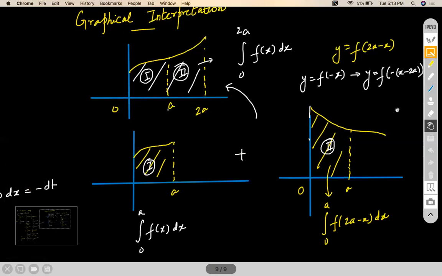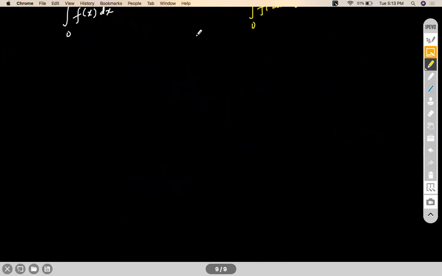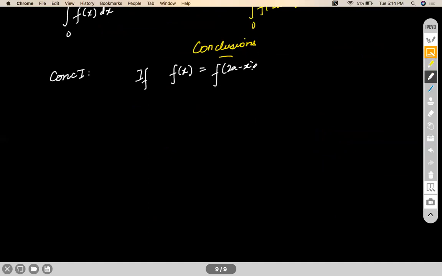Now, what are the conclusions? I don't have much space. I'll let it over here. So what are the conclusions from this property? Most people remember the conclusions. So conclusion one is, if your function happens to show this nature. Now remember, any function which shows this property will be symmetrical about x equal to a line.